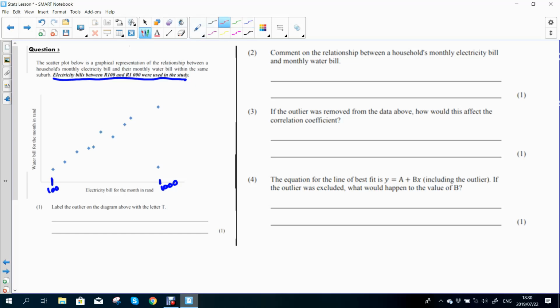Now that is so easy. You can see that this is an outlier. It's the only point that doesn't make sense. If you look at all the other little dots that I have here, all of them are going in the same direction, and you can kind of see some straight line coming out there. But this dot here, oh no, this one is way out, so we call that the outlier.